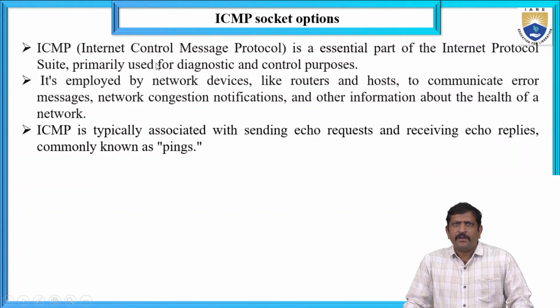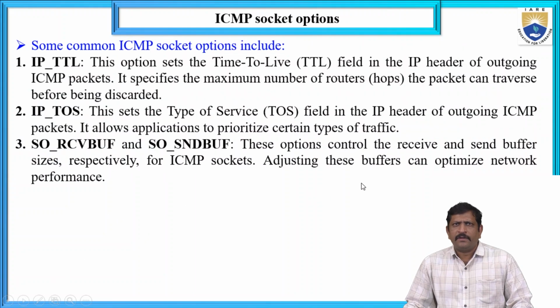ICMP means Internet Control Message Protocol. It is an essential part of the Internet Protocol, primarily used for diagnostic and controlling purposes. It is employed by network devices like routers and hosts to communicate error messages, network congestion notifications and other information about the health of the network. Generally, ICMP is associated with sending echo requests and receiving echo replies, which is commonly known as ping.